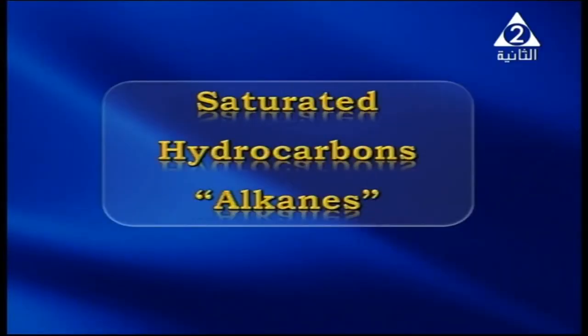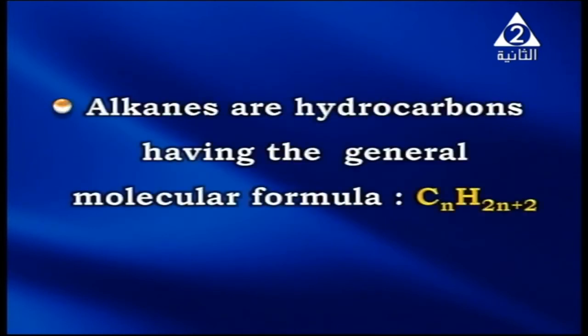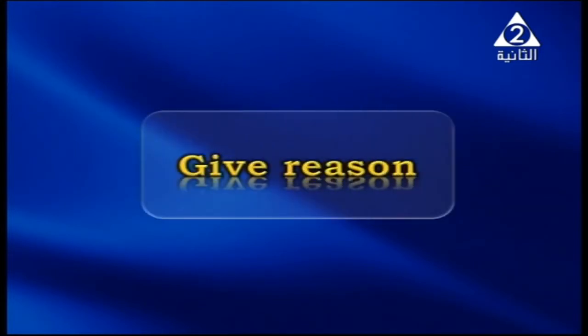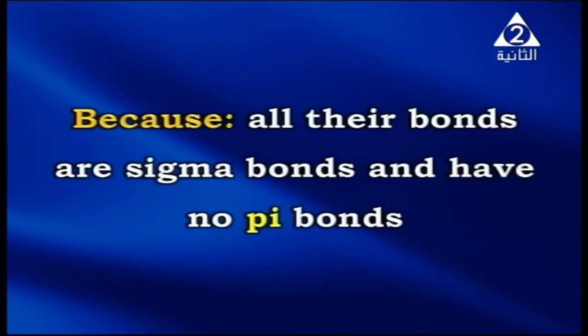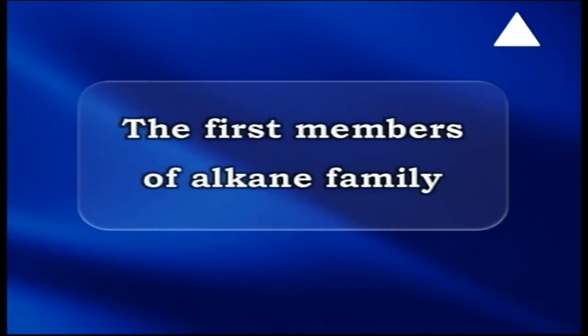Saturated hydrocarbons, alkanes. Alkanes are hydrocarbons having the general molecular formula CnH2n+2. We have a give-reason in this point. Alkanes are saturated hydrocarbons because all their bonds are sigma bonds and have no pi bonds between the carbon atoms. The first members of the alkane family.